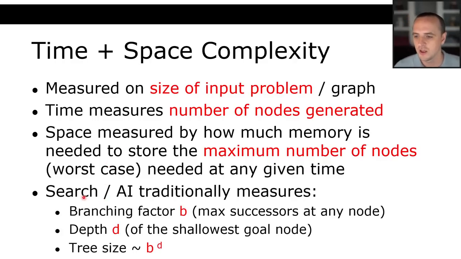In search and AI, when we're talking about space and time complexity, we typically measure the following. The branching factor, which we call b, is the maximum number of successors at any given node, and that's like the breadth of our search. Many of you probably know where I'm going with this. We also have the depth d, which is the depth of the shallowest goal node. On average, our tree size to solve a problem using general uninformed tree search is going to be somewhere around the order of b to the power of d. Because if our tree has b branches and we have d depth, then it's going to be b times b times b times b, d times, until we get b to the power of d. This is the type of algorithm analysis that we're going to be running on these search strategies.